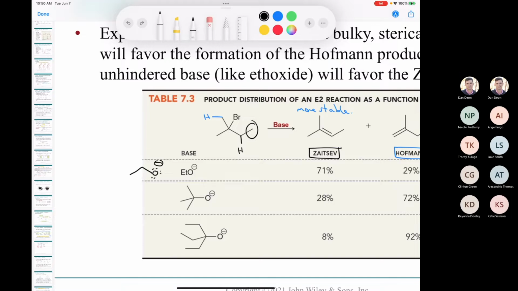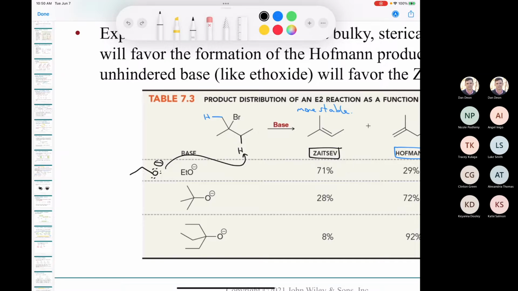Whereas if you look at the blue proton, all it's got is just this one thing attached to the carbon to which it's attached. So it's kind of more available to be pulled off. But again, even though it's more available, if it pulls off this one, it gives you the more stable alkene. And so if you have a small base like this, it's going to preferentially pull this off to give you the Zaitsev product.